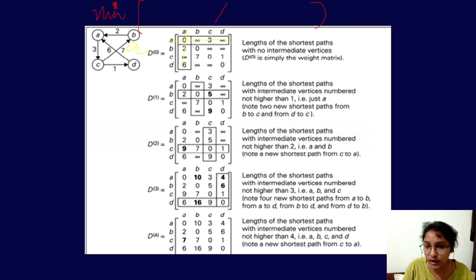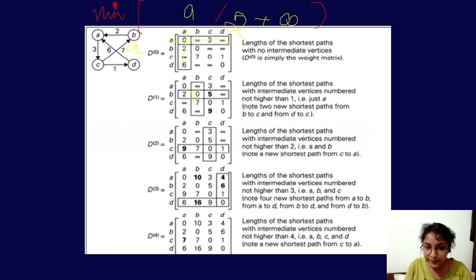Let's see how we can travel from B to B. Directly B to B is 0, you can't travel. So let's see, can we travel from B to A and A to B, taking an intermediate node? B to A is 2, plus A to B, what is it? Infinity. According to the formula, we have to see the minimum, right? Which is minimum? 0. So the change is implemented here, and we are considering 0 because 0 is minimum.